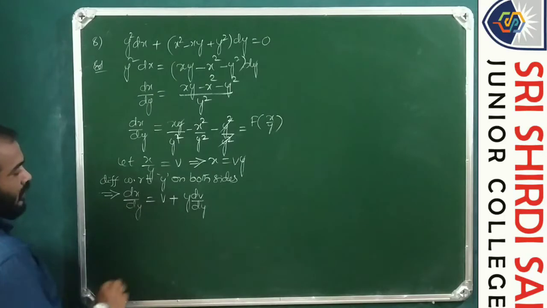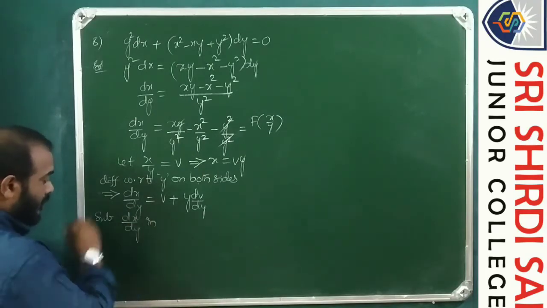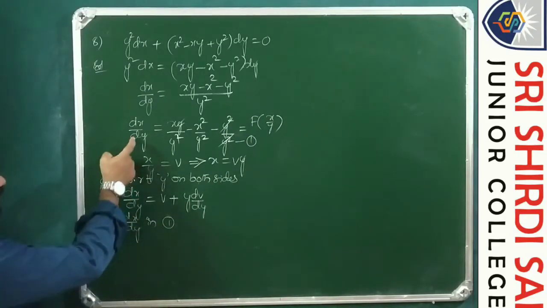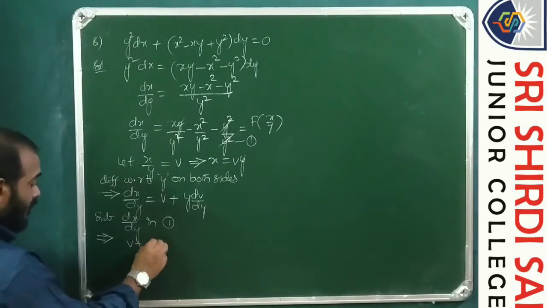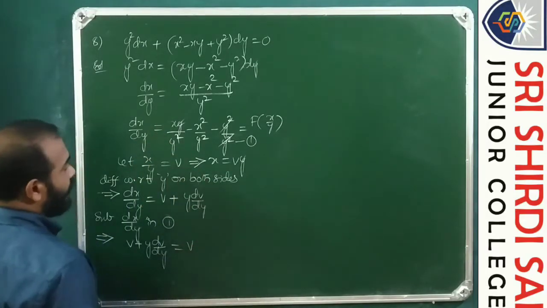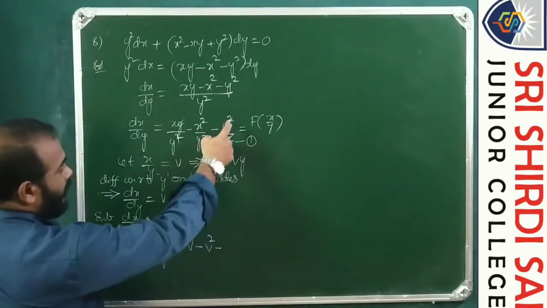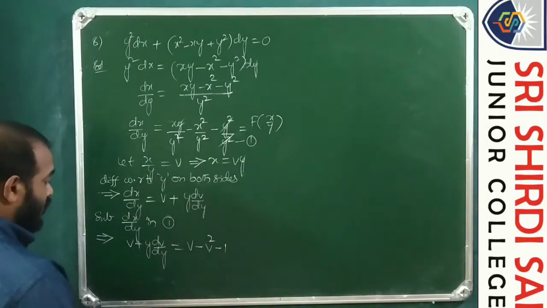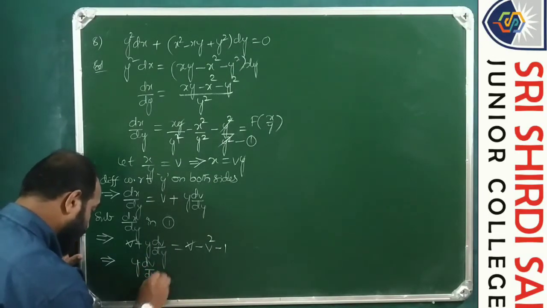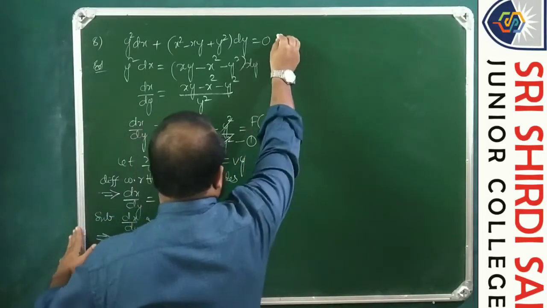Now substituting dx by dy in the first equation, what is dx by dy that we get right now? So v plus y dv by dy is equals to x by y, which is v, minus x square by y square, which is v square, minus y square by y square, which is 1. So v, v gets cancelled. This is equals to y dv by dy is equals to minus of (v square plus 1).